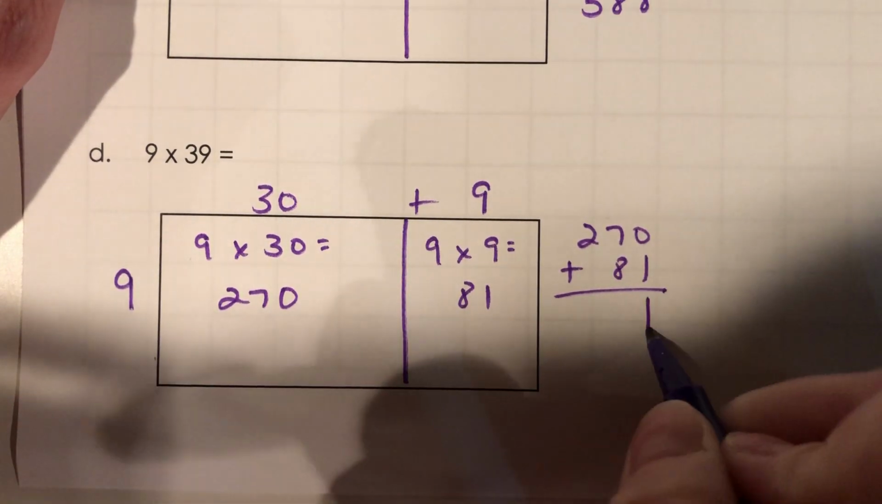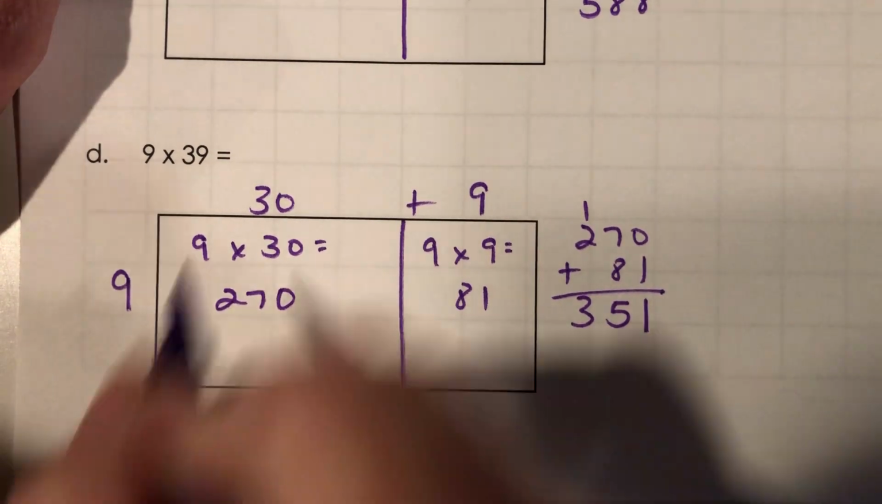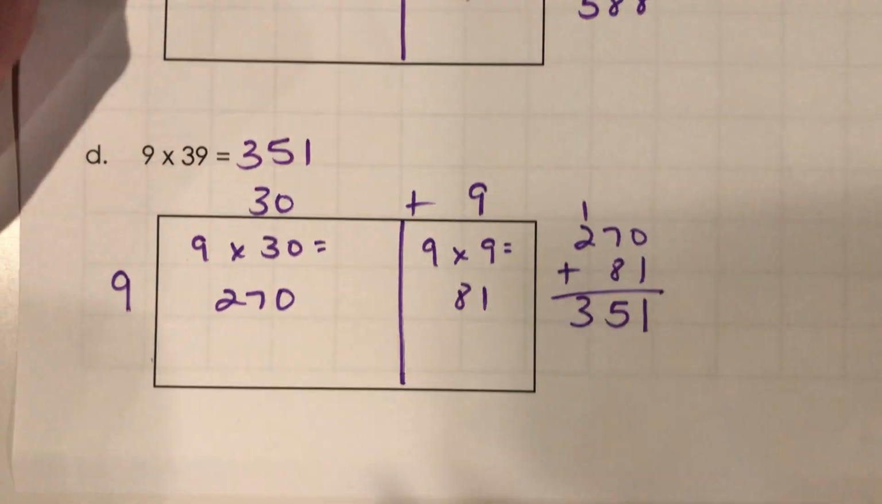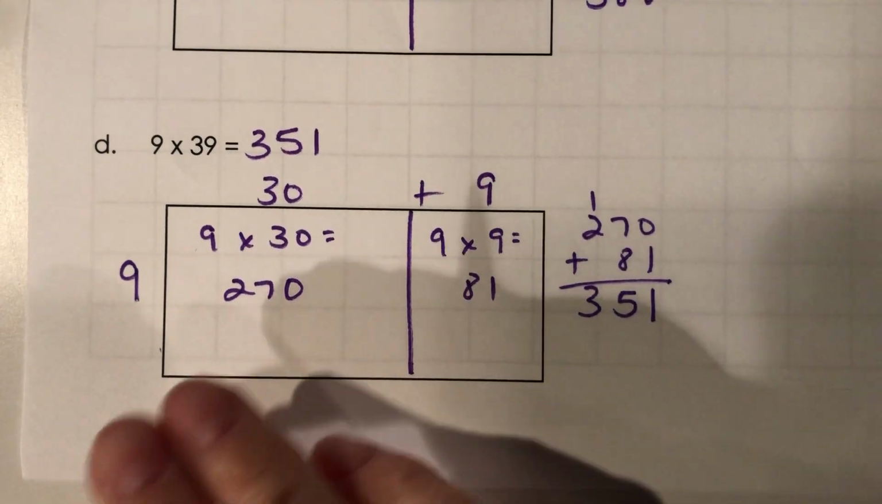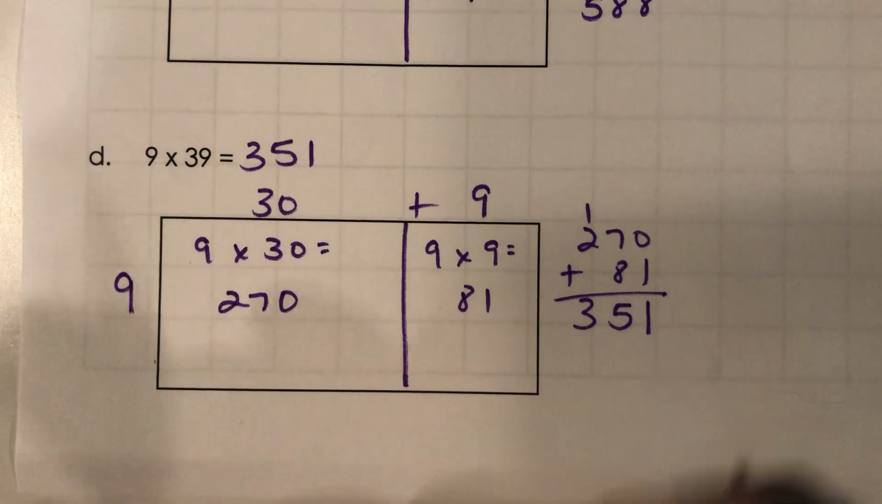When I put my ones together, 7 plus 8 is 15, and 2 plus 1 is 3. So 351. Okay, so this is how you use the area model. And again, yes, I do want you to be able to solve that using the area model.